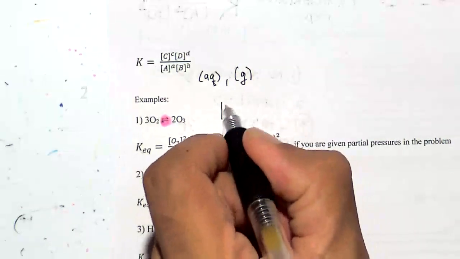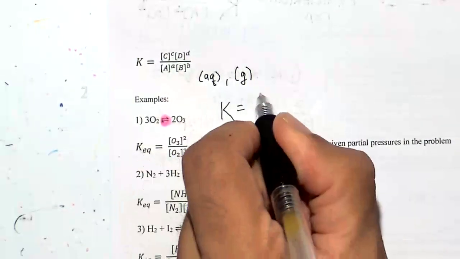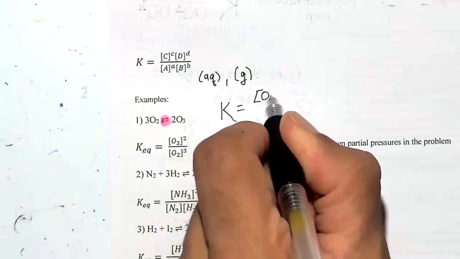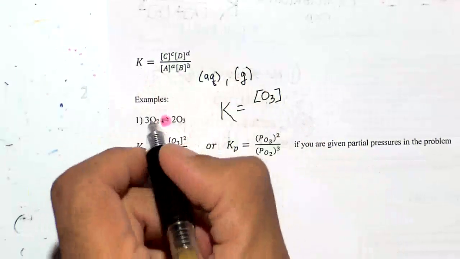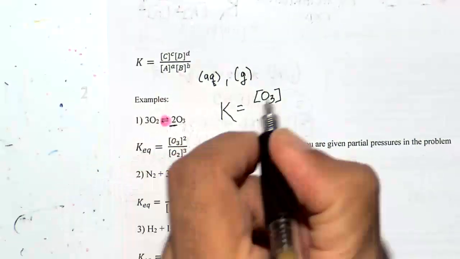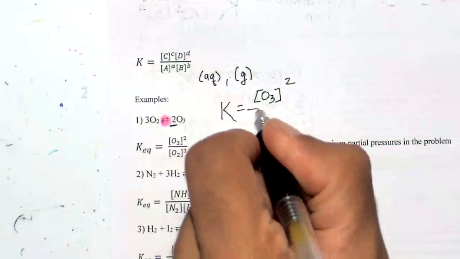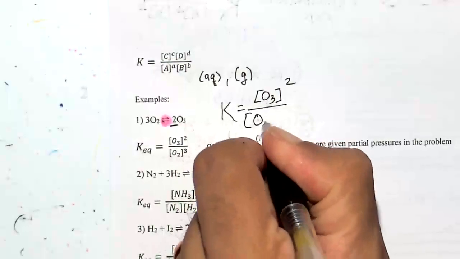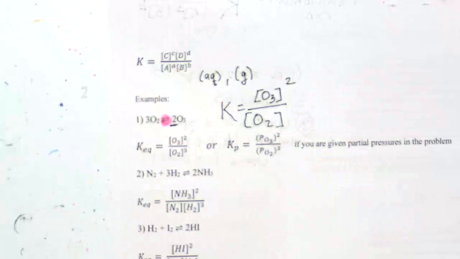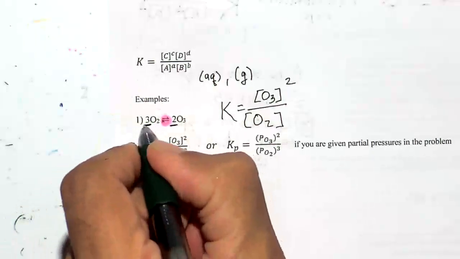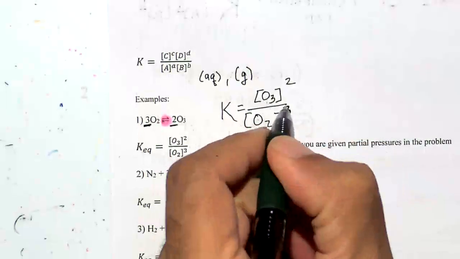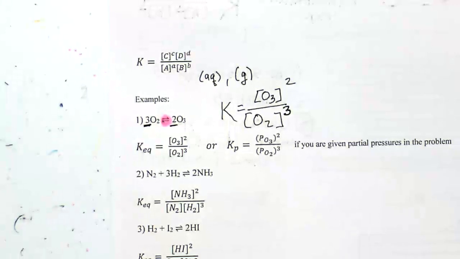So what would the equilibrium constant for this be? The concentration of O3 raised to what power? 2, divided by the concentration of O2 raised to what power? 3. Everyone see that?